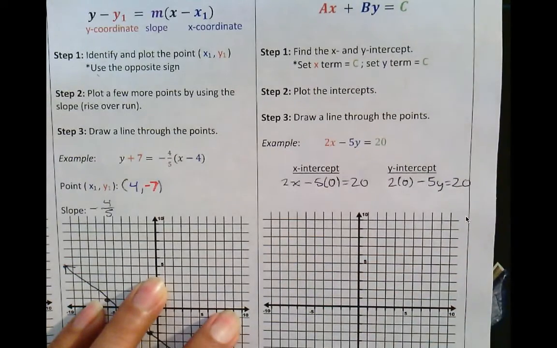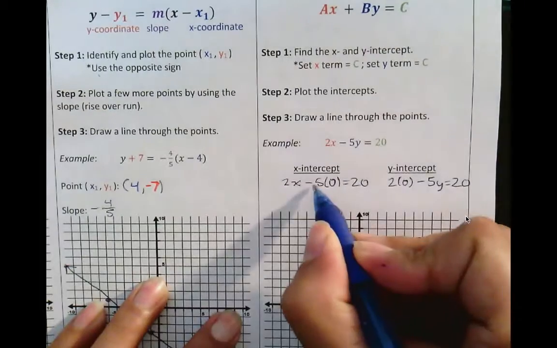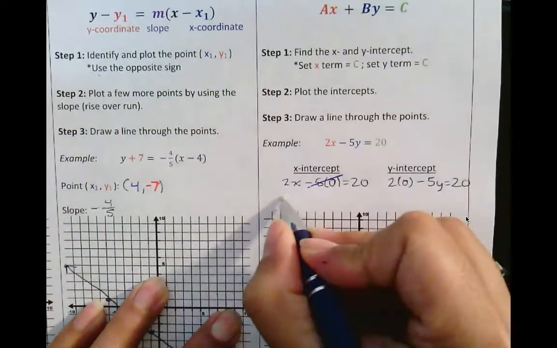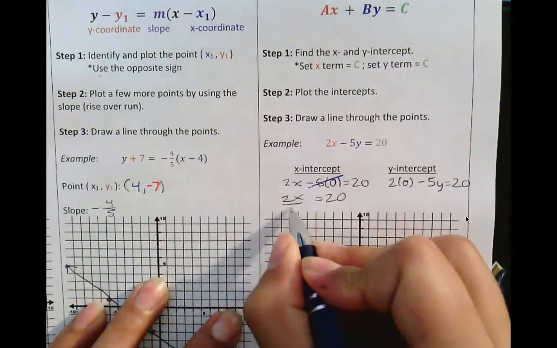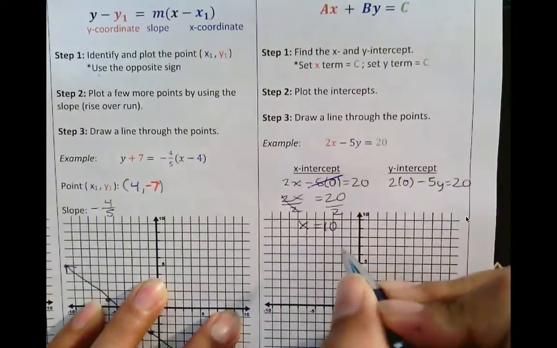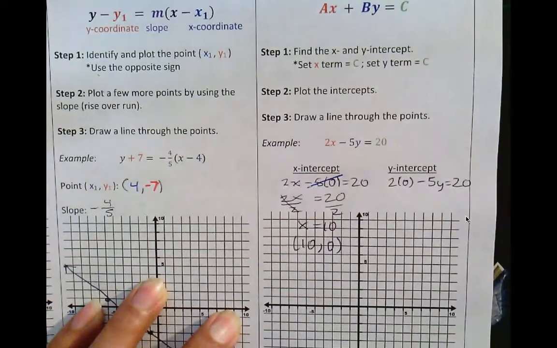Now, the nice thing here is that when you multiply anything by 0, it simply becomes 0, or you can think of it as it goes away, which means we're really only left with 2x equals 20. Hey, that's just a one-step equation. Divide both sides by 2, leaving us with x equals 10. Therefore, we have the ordered pair 10, 0.